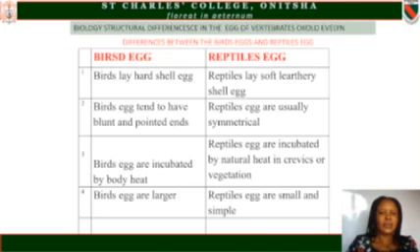Let's see the differences between the bird's egg and the reptile's egg. Number 1, birds lay hard shell eggs, while reptiles lay soft leathery shell eggs. Number 2, bird's eggs tend to have blunt and pointed ends. Reptiles' eggs are usually symmetrical. Number 3, bird's eggs are incubated by body heat. Reptiles' eggs are incubated by natural heat in crevices or vegetation. Number 4, birds' eggs are larger, while reptiles' eggs are small and simple.